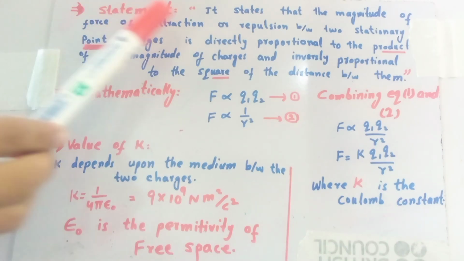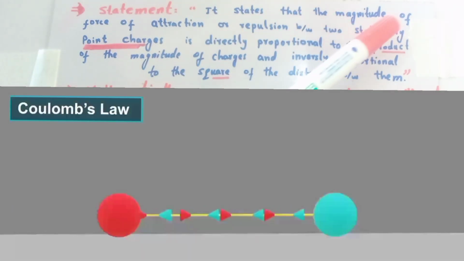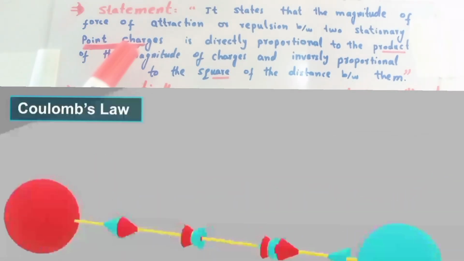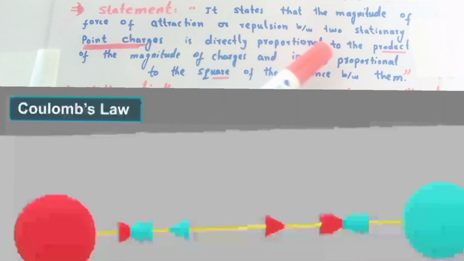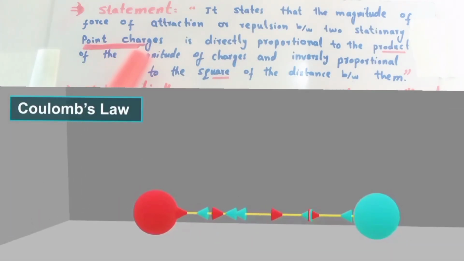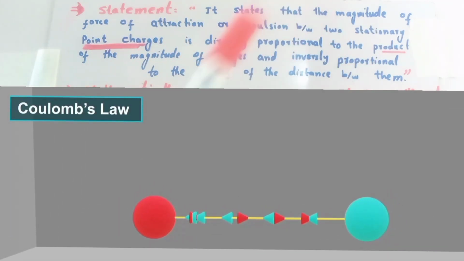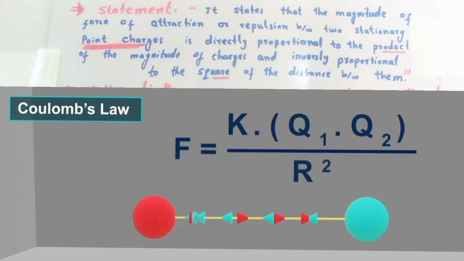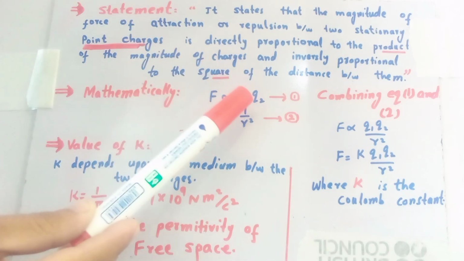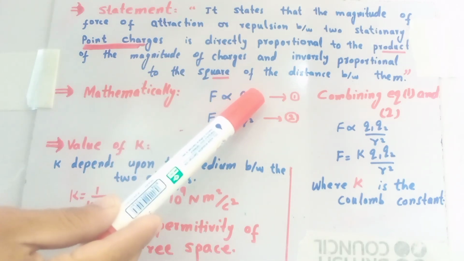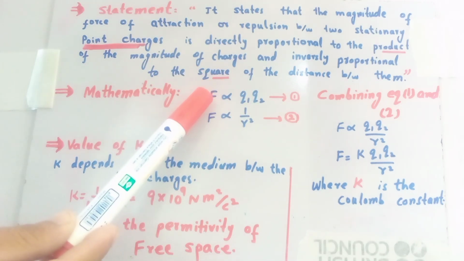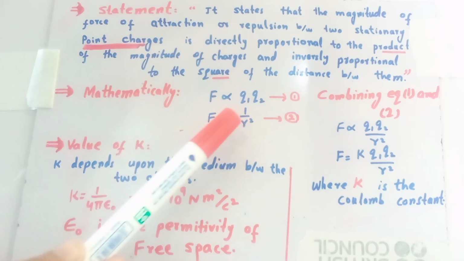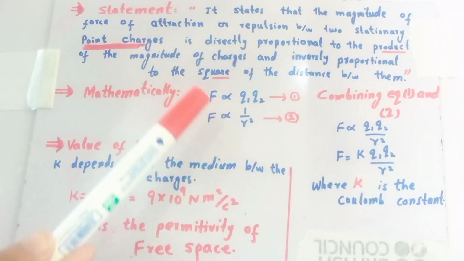Coulomb's law states that the magnitude of force of attraction or repulsion between two stationary point charges is directly proportional to the product of the magnitude of the charges and inversely proportional to the square of the distance between the charges. Now, if we increase the magnitude of the charges Q1 or Q2, then the force between the charges increases. But if we increase the distance between the charges, then the force decreases.